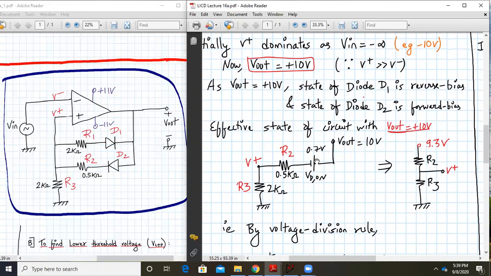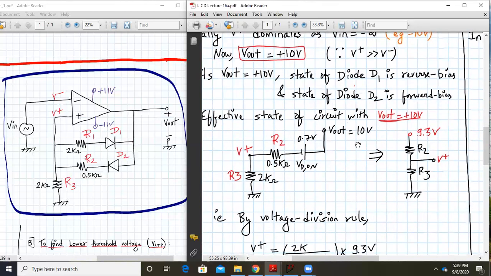The diode is replaced by a 0.7 volts battery. We have resistors R2 and R3, and here we have V plus. If we simplify this, 10 minus 0.7 becomes 9.3. This is followed by R2 and R1, and V plus is taken from this branch.